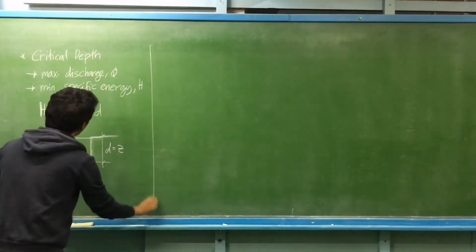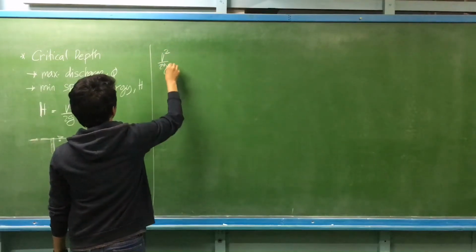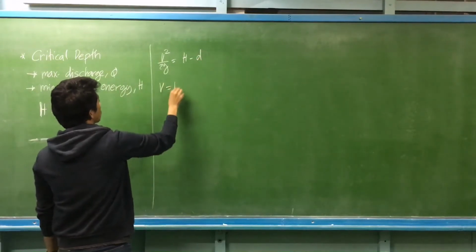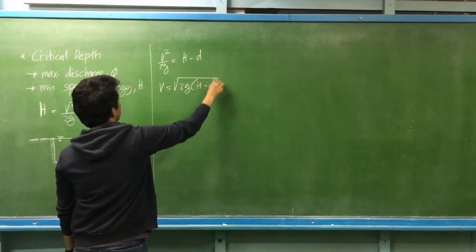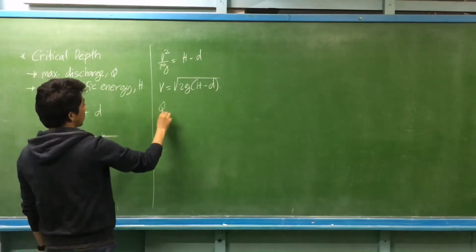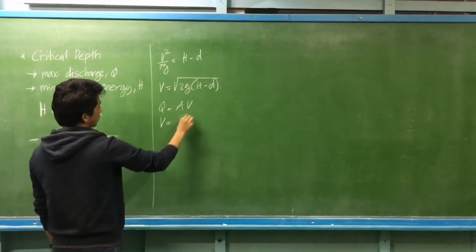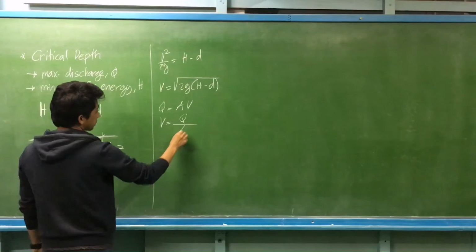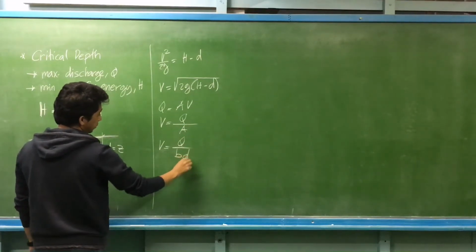So let us equate this to velocity. That will be v squared over 2g equal to H minus d, or the velocity is equal to the square root of 2g times H minus d. So what is the equivalent of discharge? Discharge is equal to area times velocity. Velocity is equal to discharge divided by the area, so velocity is discharge divided by b times d.